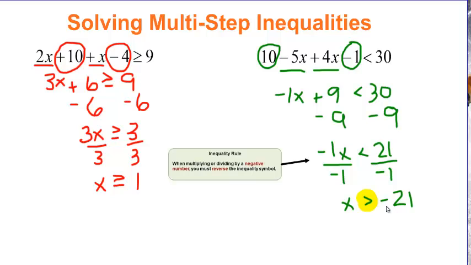Make sure you guys have each of those slides with both examples for one-step inequalities, both examples for 2 steps, and both examples for 3 steps. And bring them to class tomorrow so you're ready to go.